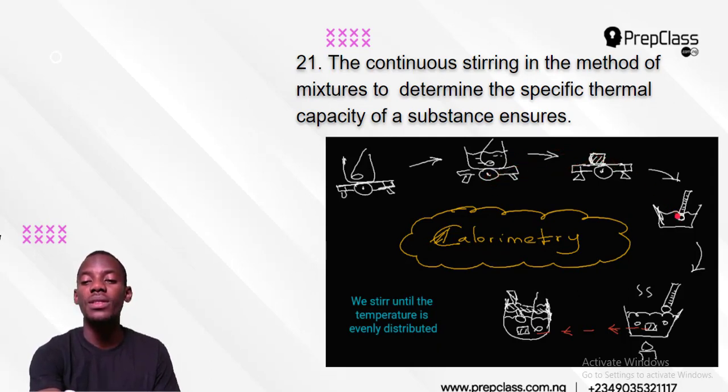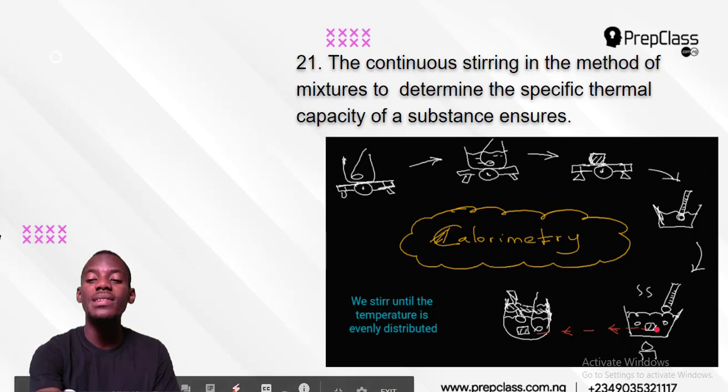Then the temperature of the ordinary water is taken. Then the temperature of the metal inside the water is taken after the metal has been heated. So the temperature is taken, and finally you see the stirrer. Here the metal is being heated and prepared to be put inside the calorimeter. And here, the metal is placed in the calorimeter and the temperature is taken, and there is a stirrer.